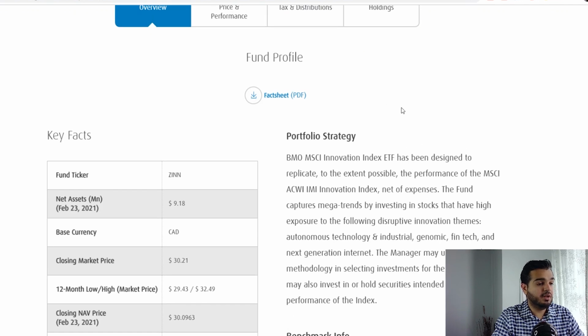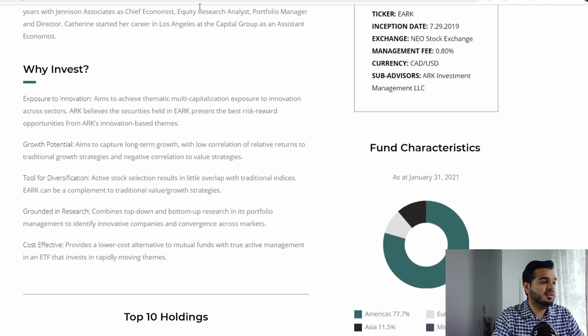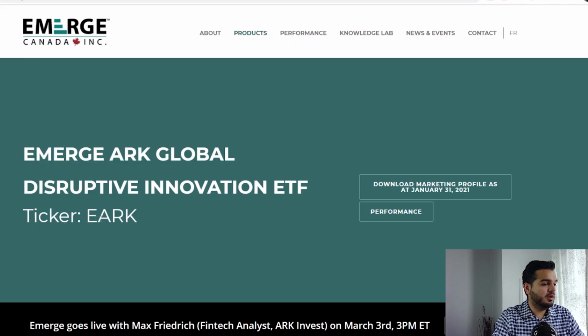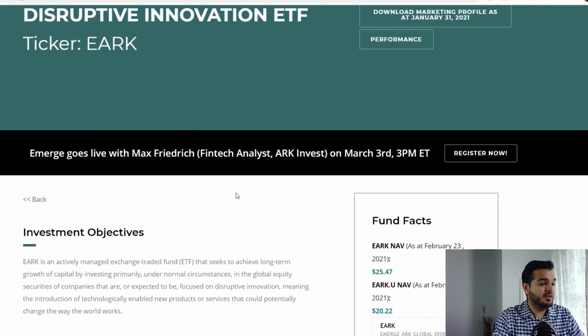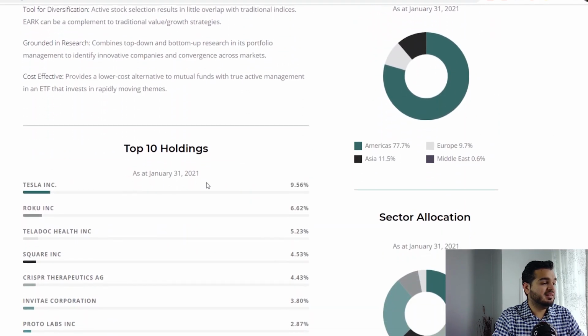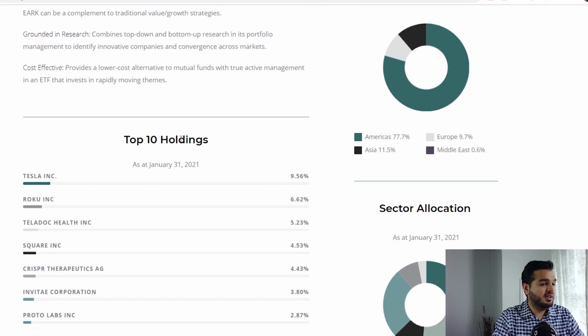The other alternative available in the Canadian marketplace for ARK is a fund known as EARK, which is the Emerge ARK Global Disruptive Innovation ETF. This fund, on the other hand, has the exact same holdings that ARK has. It's just the Canadian version, so it trades on the TSX.